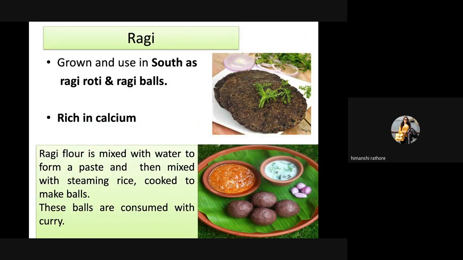Then here is the picture I'm showing you of what ragi is and how it looks. Ragi is basically grown and used in the south part of India, and they prepare ragi balls and ragi roti out of it. In Maharashtra also, ragi is consumed at a high level, and it is very rich in calcium. How the ragi balls are prepared, I have given in this slide. You can just read it, which is not even required, but just for your thorough knowledge, I have given the recipe over here. What ragi is and where it is grown can be asked in your exam.